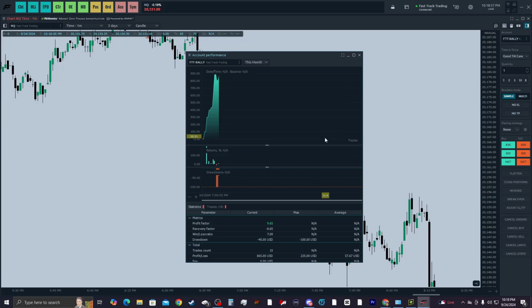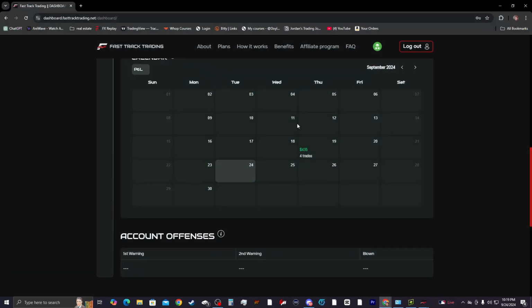So right now, this is the second day. The first day we made, let me bring that up, 435. They do have a 20% consistency rule, so I'm trying to stay around that number. 435, I want to have that maxed. I don't want to go higher than 435.